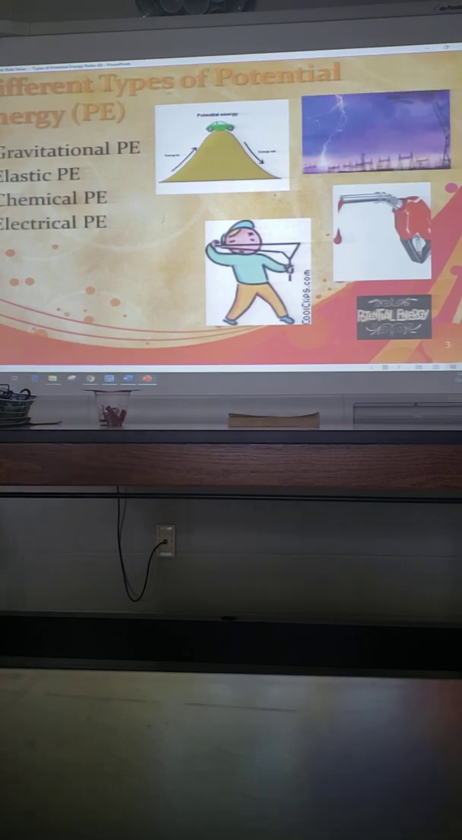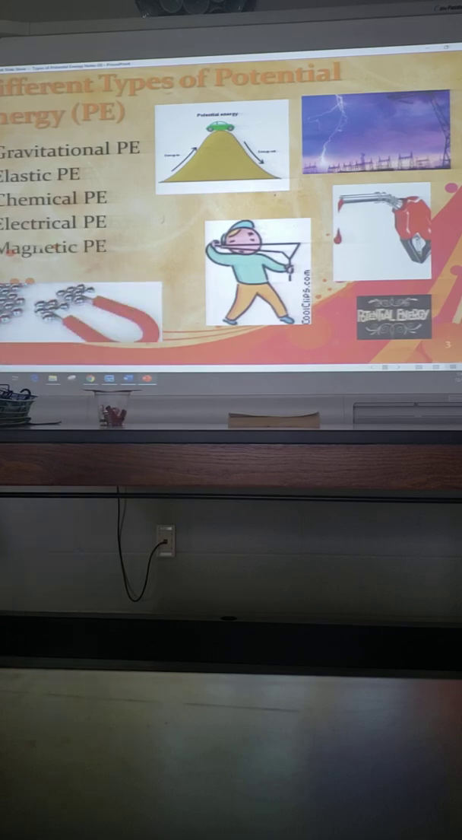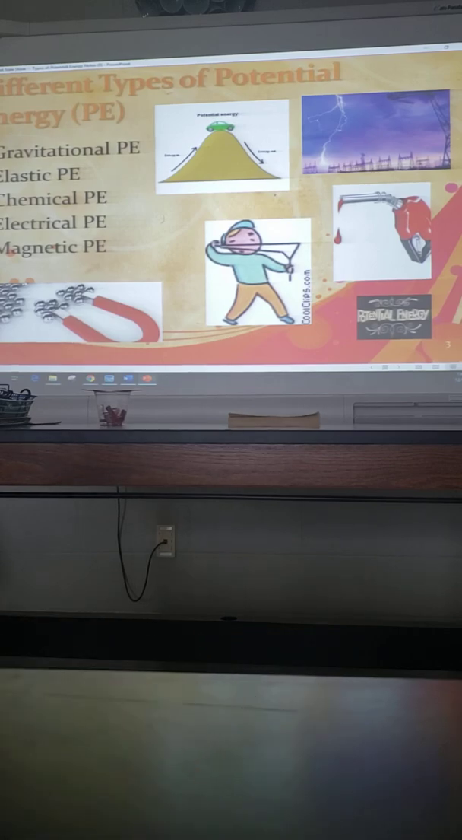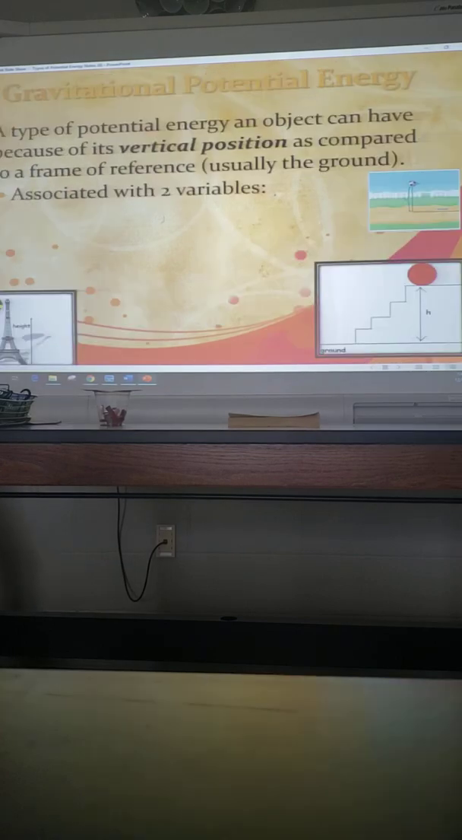Electrical potential energy. Well, we already talked a lot about electrical forces, and so we're going to apply these to potential energy as well. And then, what do you think magnetic potential energy is going to be dealing with? You're such a genius, right? And those are the 5 that we're going to focus on. Those aren't the only 5, but those are the 5 main ones that the state of Ohio says that we need to talk about, so we're going to leave it at that.